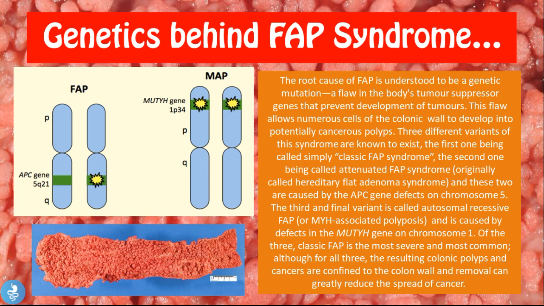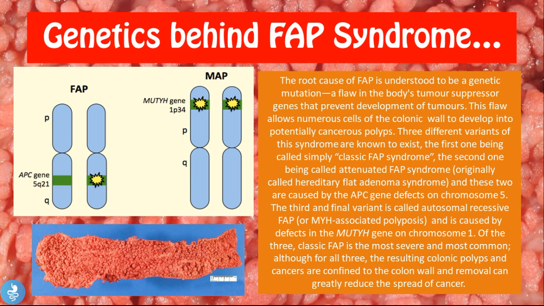So now let's talk about the genetics behind FAP syndrome. The root cause of FAP is understood to be a genetic mutation, which is a flaw in the body's tumor suppressor genes that prevent the development of tumors. This flaw allows numerous cells of the colon wall to develop into potentially cancerous polyps.